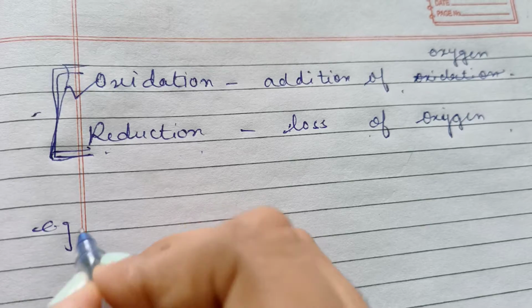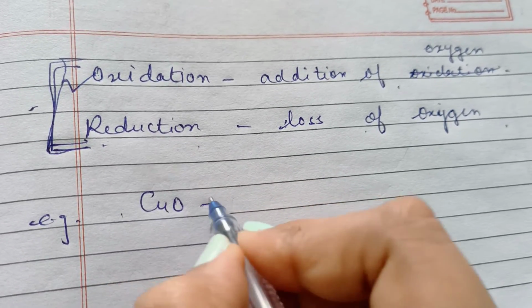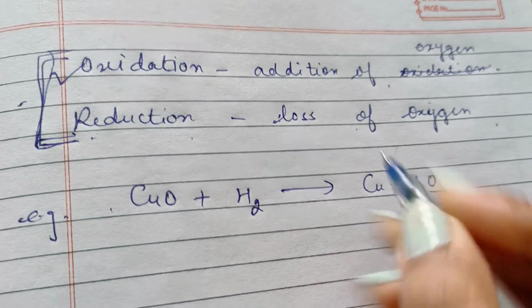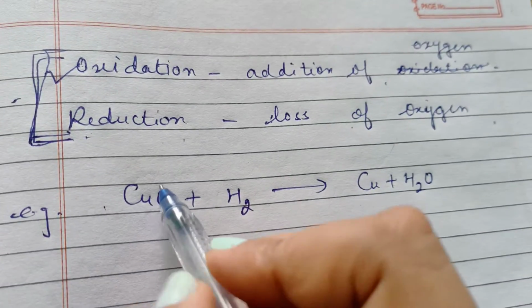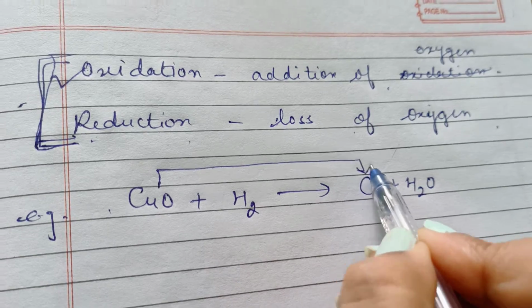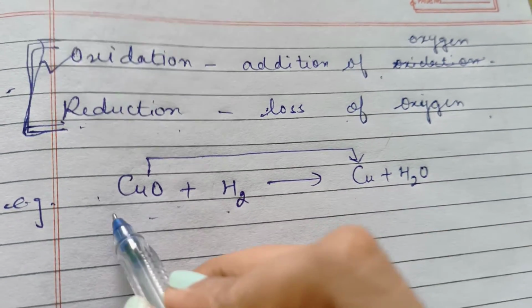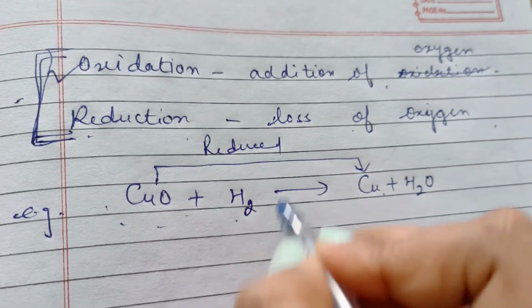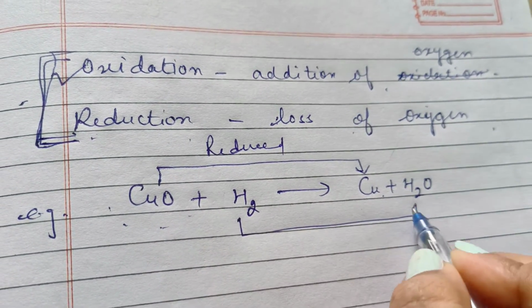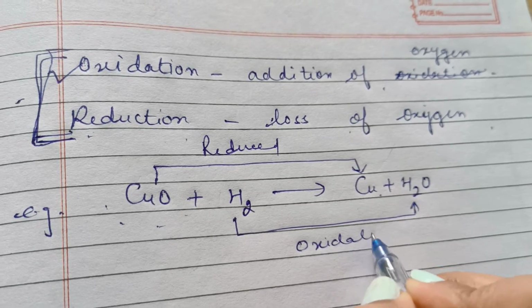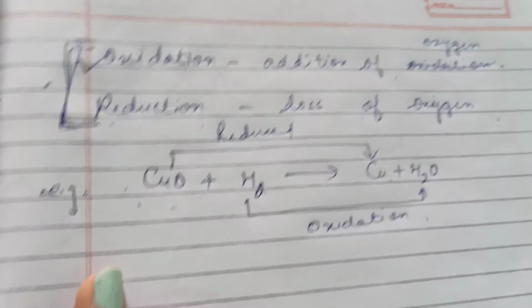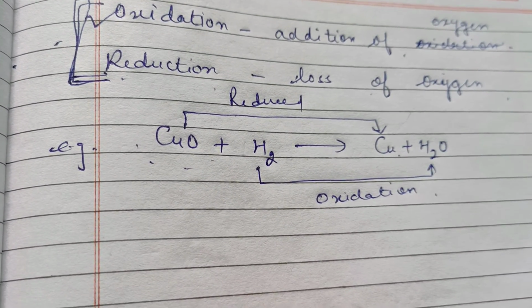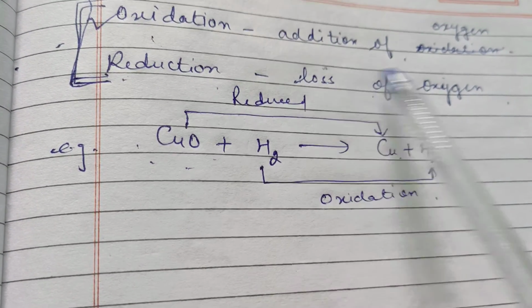So example of redox reaction is copper oxide plus hydrogen to give copper plus water. As you see in this reaction, after reacting both these, the copper oxide loses oxygen, so it is reduced, whereas hydrogen gains oxygen, so oxidation has occurred here. Is it clear to you? So this is all about these reactions, and if you have any doubt you can ask me.